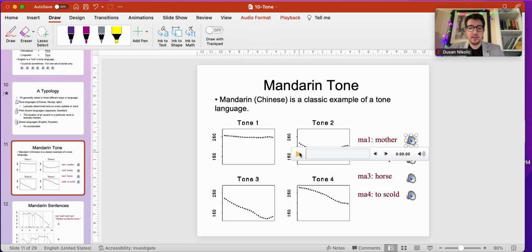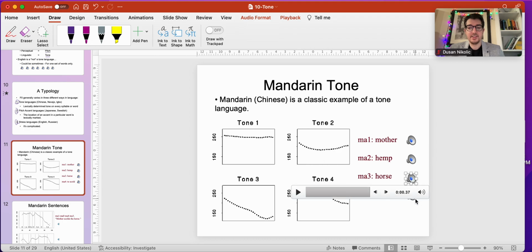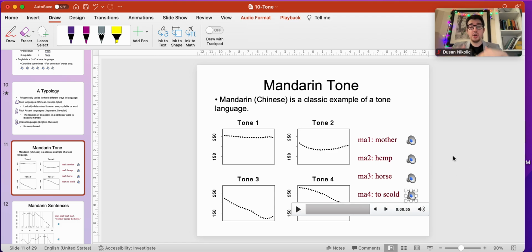I'll play them again. Ma, ma, ma, And ma. superimposed upon the word ma, and they all mean different things.